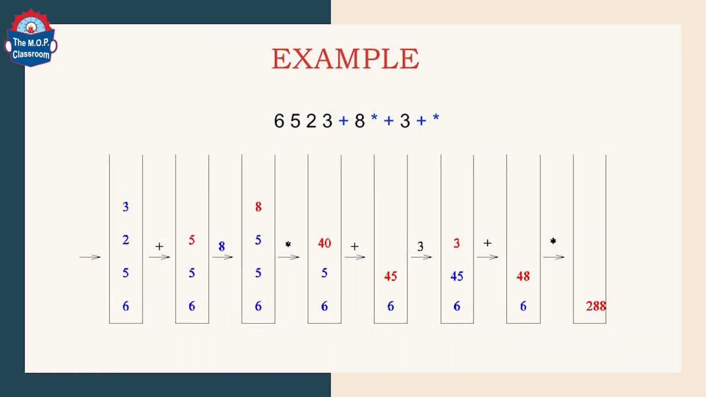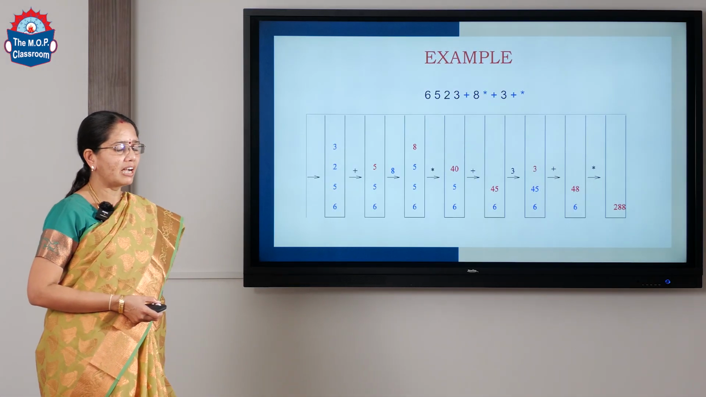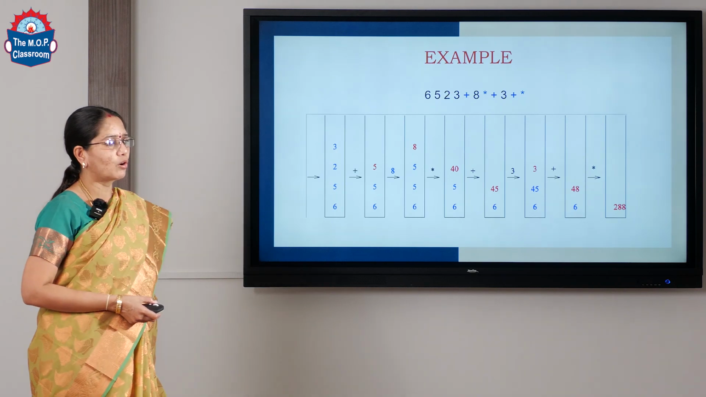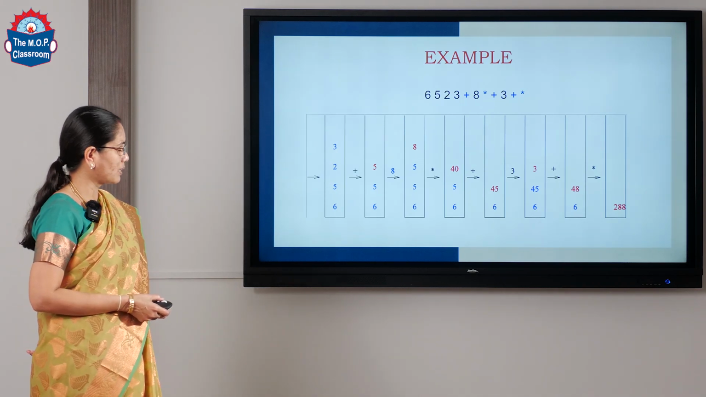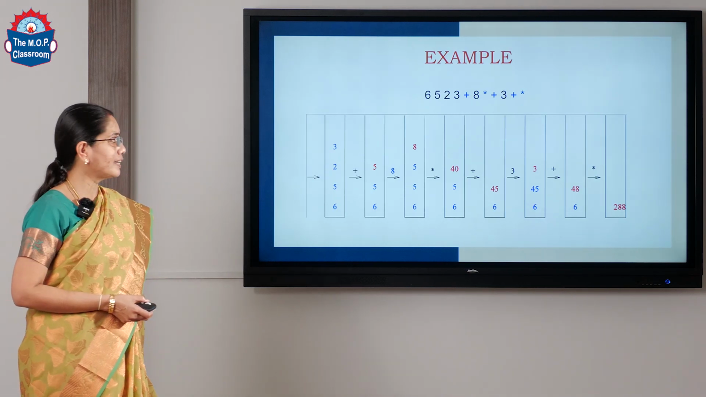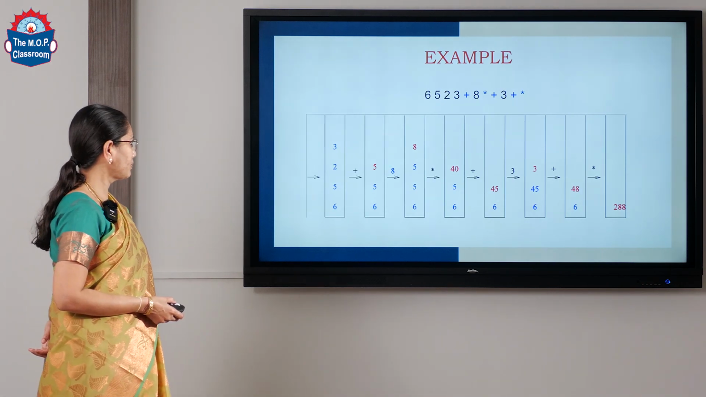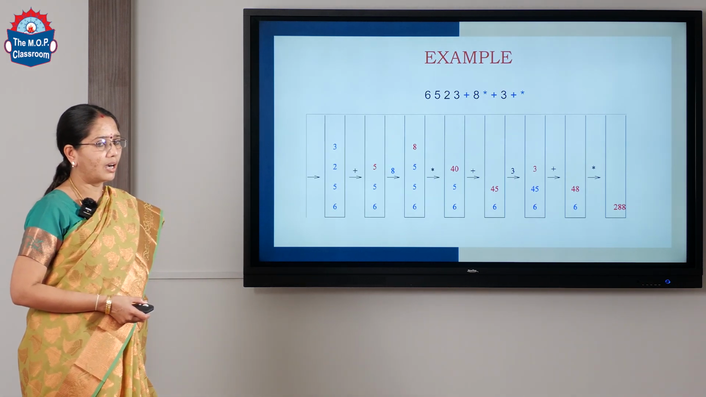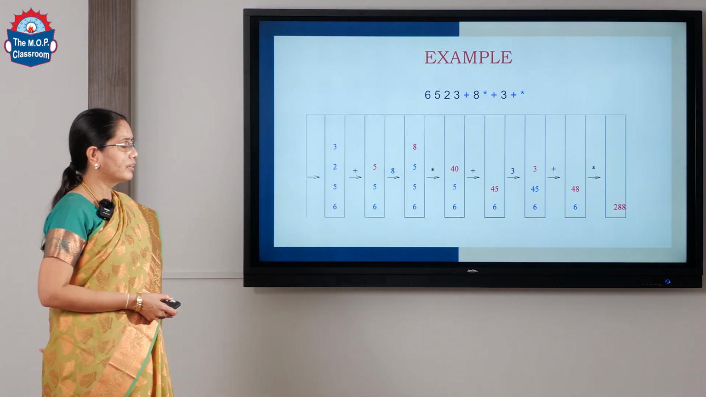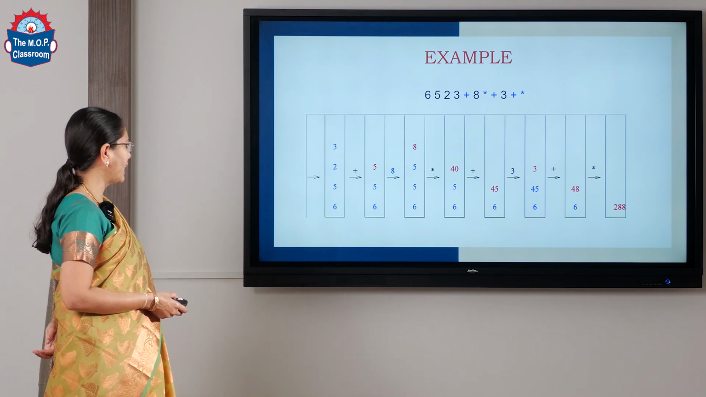Now we have the expression like this: 6, 5, 2, 3, these are all called operands, followed by the operator plus, then again we have another operand 8 followed by the operator star, then another operator plus, then operand 3, then operator plus and star. Let us see how this expression is going to be evaluated using stack. The first 4 elements are operands, and therefore they are pushed onto the stack in the order 6 first, then 5, 2 and 3.